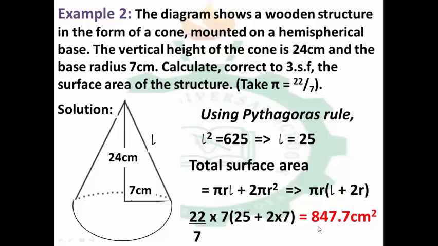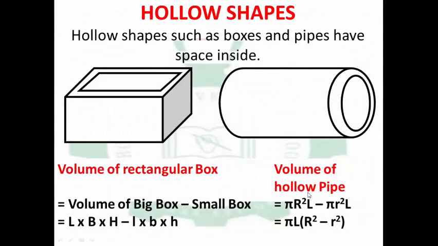Now let's look at hollow shapes. When you are talking about hollow shapes, there are boxes and pipes that have spaces inside. So we have, this is a box. You have an example in your house. Okay, this is a box of biscuits. And this is another hollow shape, which is a pipe. Look at the pipe you have at home.